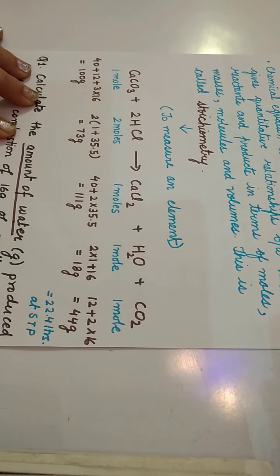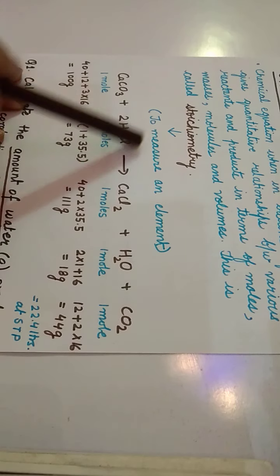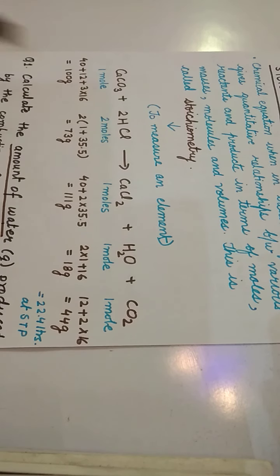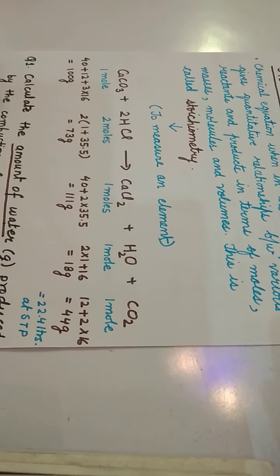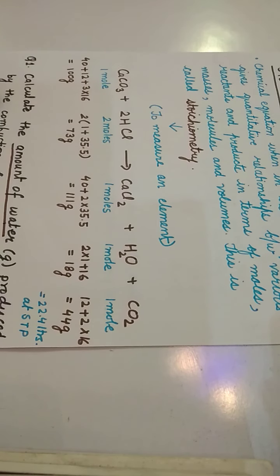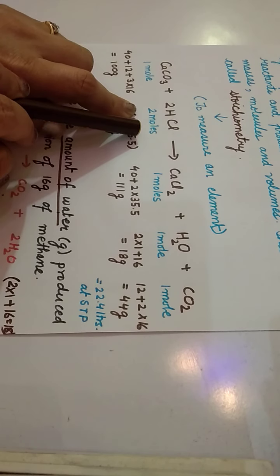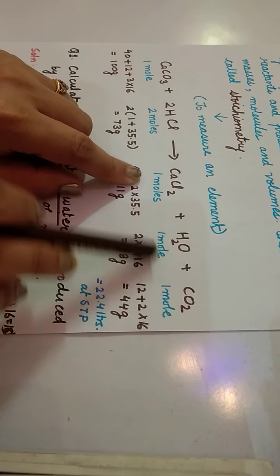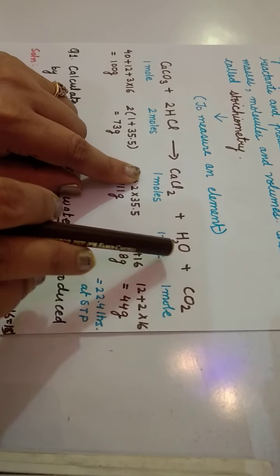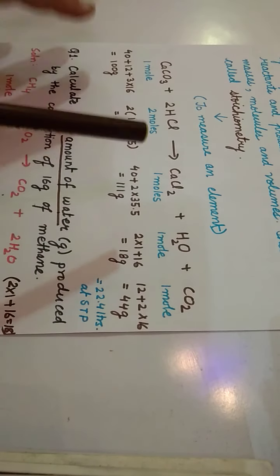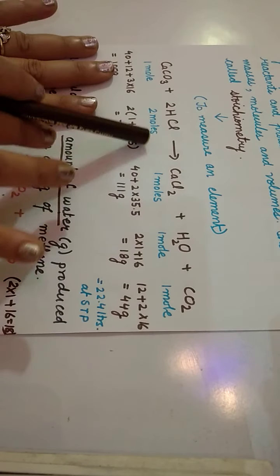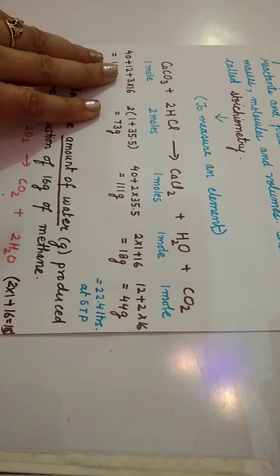Now children, please try to understand. Here we will establish a relationship between the reactants and the products in their number of moles, in their masses, in their volumes. So we can say that 1 mole of calcium carbonate reacts with 2 moles of HCl to produce 1 mole of CaCl2, water and carbon dioxide. So it is the relationship between the reactants and the products in terms of moles.